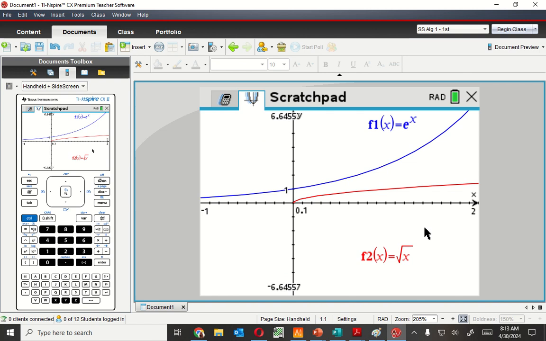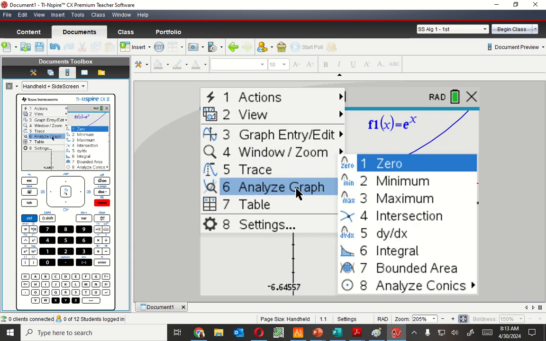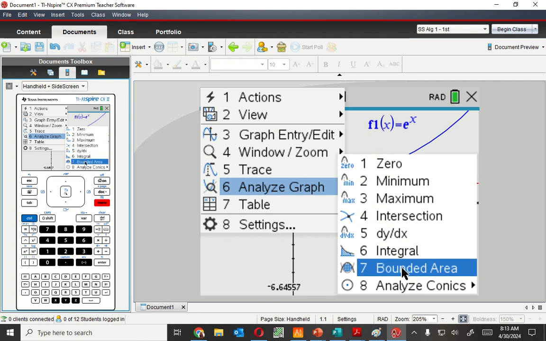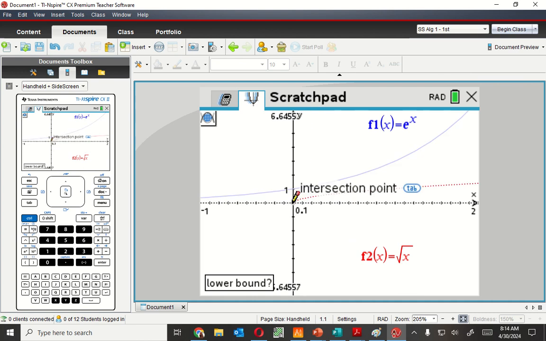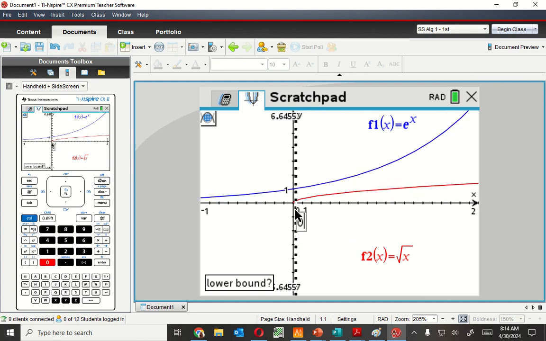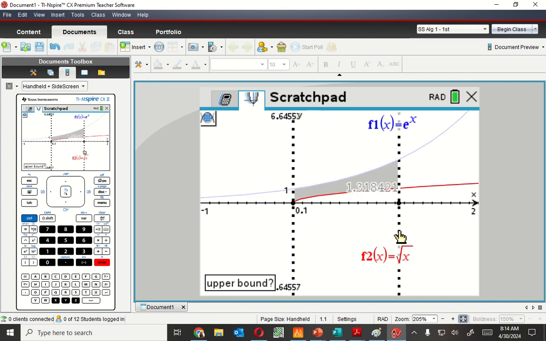The calculator is actually kind of neat because it will do all kinds of weird stuff for you. So menu, and let's go analyze graph, and I want bounded area. There's integral, which goes all the way to the x-axis, and bounded area. Lower bound is going to be 0. Upper bound is going to be 1.